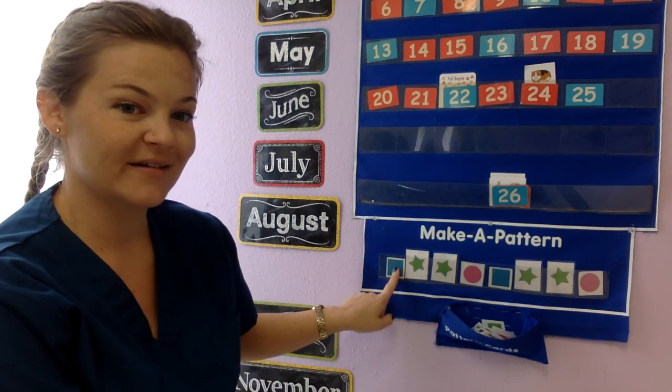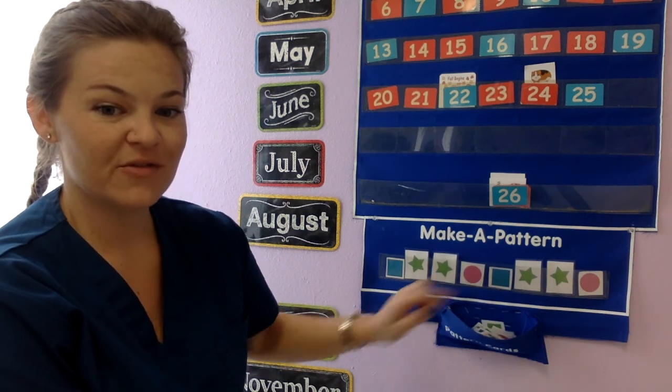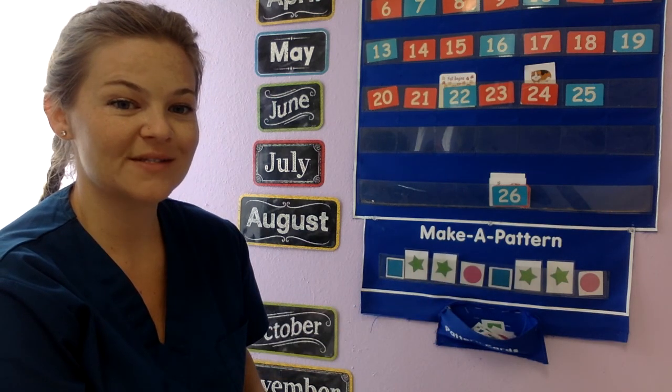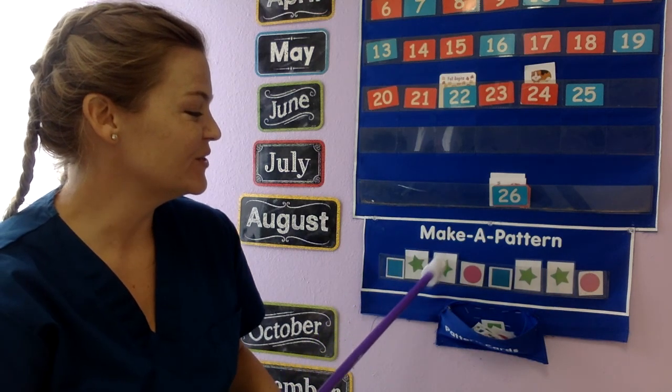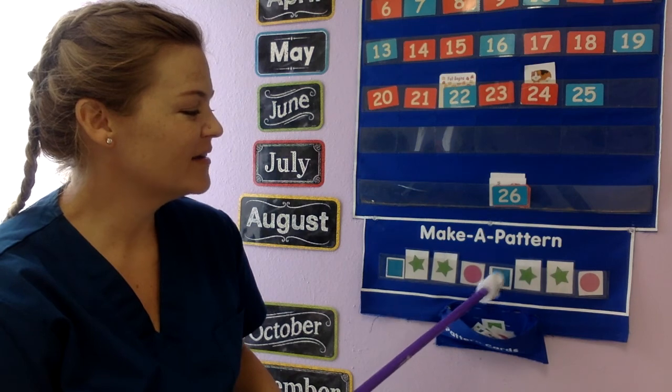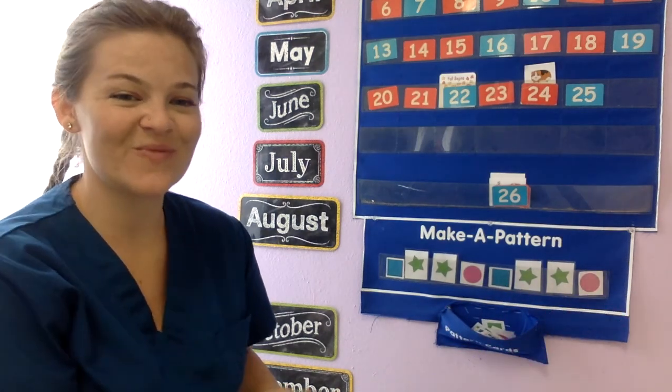Okay, I want you to try to figure out what the pattern would be by number. Squares are going to be 1. Stars are going to be 2. Circles are going to be 3. Did you figure it out? Let's see if you got it. 1, 2, 2, 3. 1, 2, 2, 3. What comes next? 1 would come next.